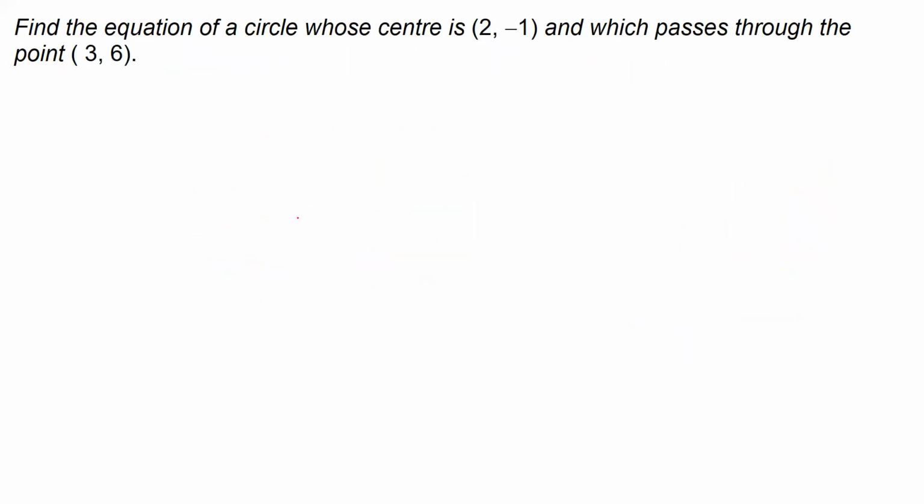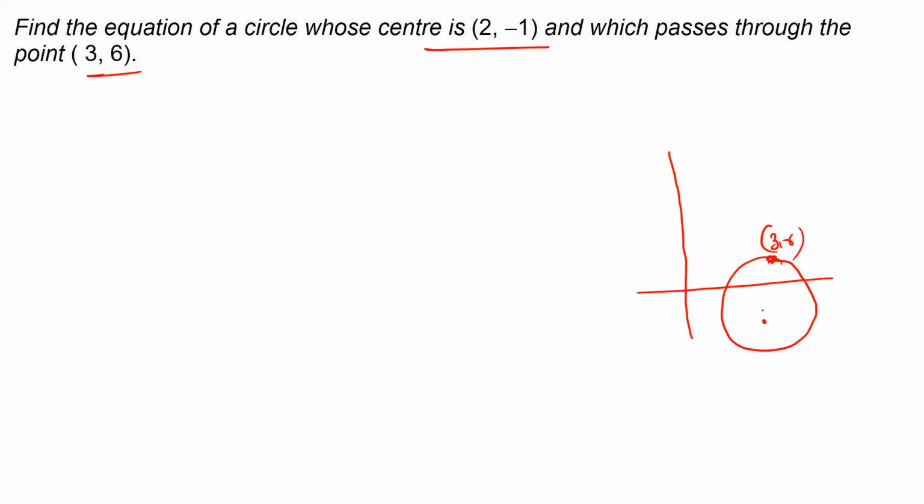So let's take up a question now. Find the equation of a circle whose center is 2 comma minus 1 and which passes through the point 3 comma 6. Okay, so we are given the center of the circle. The center is 2 comma minus 1, so 2 comma minus 1 is somewhere over here, and it passes through the point 3 comma 6. So suppose 3 comma 6 is somewhere over here. It might not be obvious because it's not drawn to scale, but anyways, assume it is 3 comma 6, and this is the center.